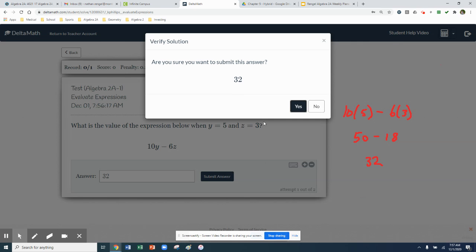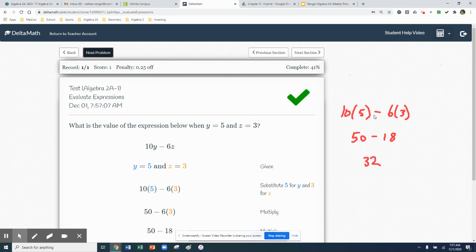And a little suggestion, I like to put parentheses around wherever I put a number in for a variable. I like to put little parentheses around it so I can really see where that was. And then if there's any exponents or anything, my calculator will do the order of operations correctly on those types of problems. So we're going to leave it right there.